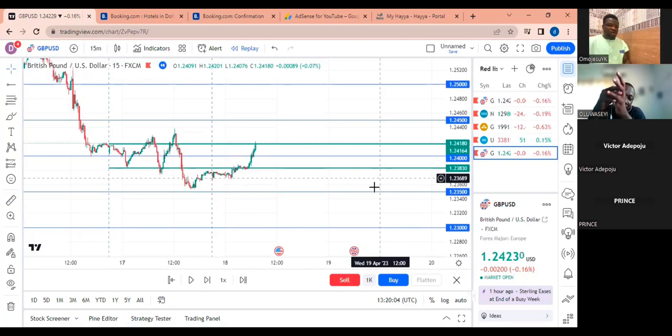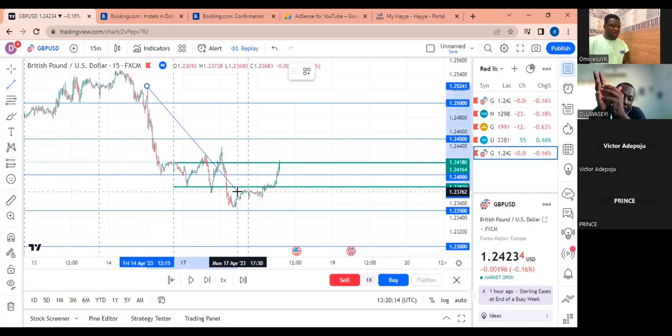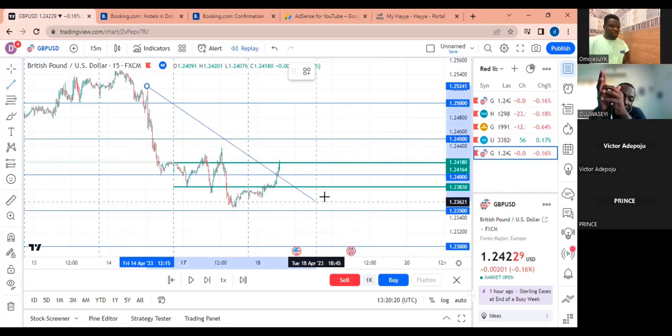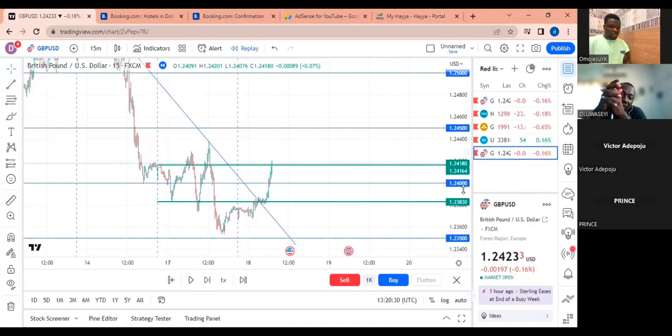Someone was asking on the group, do we draw the trend line on 15 minutes or 4 hours? You can draw it on 15 minutes and you can draw it on 4 hours. So far it is valid and relevant with the market. So we can have a trend line like this. Note, for every valid trend line, it must have at least three touches, and this is on Tuesday.